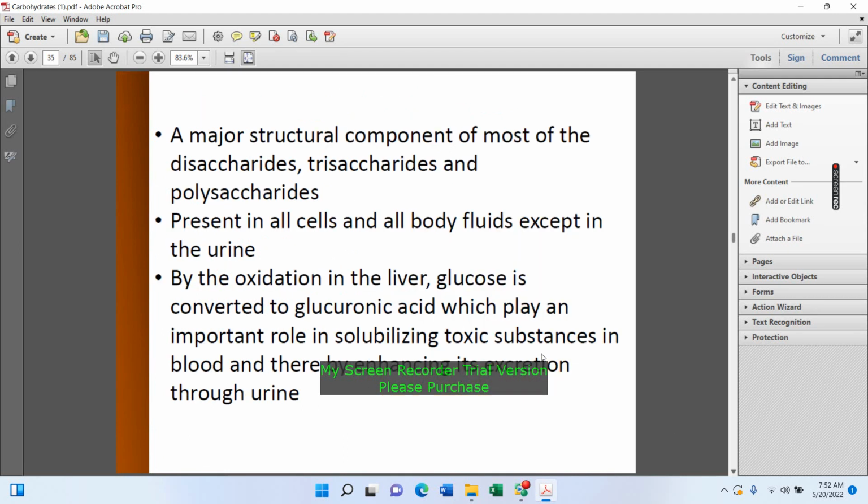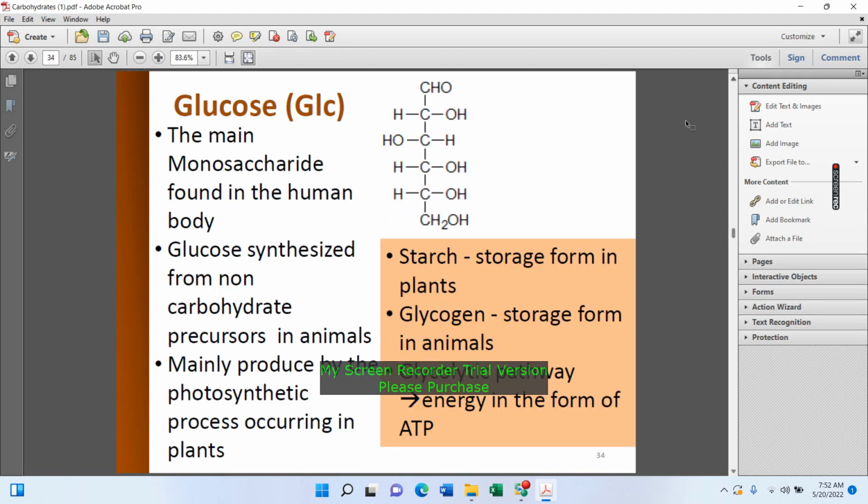Glucose. This is the structure of glucose. In glucose, there are 6 carbons here, then the aldehyde group, and then the hydroxyl groups attached here. The hydroxyl group attached to the carbon adjacent to the terminal primary alcohol carbon is on the right side. So it's D-glucose, right? The main monosaccharide found in the human body.